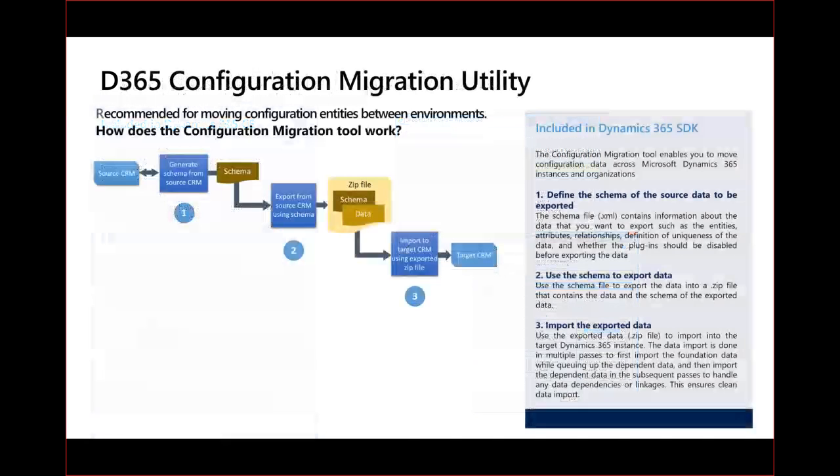The next one that I want to talk about is the Configuration Migration Utility. This tool is delivered in the Dynamics 365 SDK. We will use a source environment, and from that source environment we will generate the schema. Once we have the schema, we will export from the source CRM using that schema, and it will generate a zip file which contains both the schema and the data.